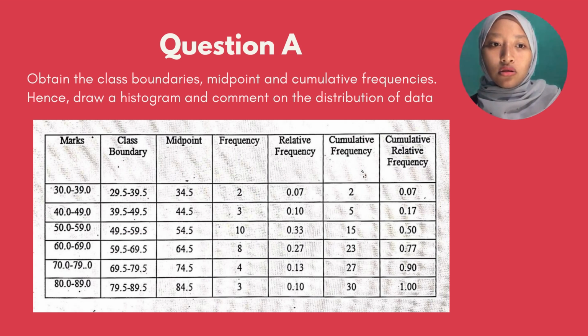The question asks us to obtain the class boundaries, midpoint, and cumulative frequencies. Hence, draw a histogram and comment on the distribution of the data. So, in the slide, you can see the answers for class boundary, midpoint, frequency, and cumulative frequency. Firstly, you have to make a table and put the info that is already given in the question, which are the marks, the class interval and the frequencies. And you add a column for class boundary, midpoint, relative frequency, and cumulative frequency.